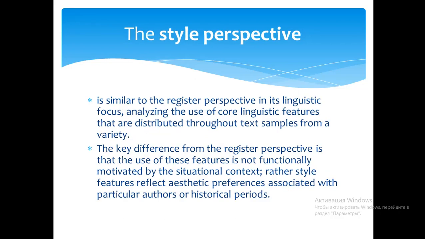The style perspective is similar to the register perspective in its linguistic focus, analyzing the use of core linguistic features that are distributed throughout text samples from a variety. The key difference from the register perspective is that the use of these features is not functionally motivated by the situational context. Rather, style features reflect aesthetic preferences associated with particular authors or historical periods.